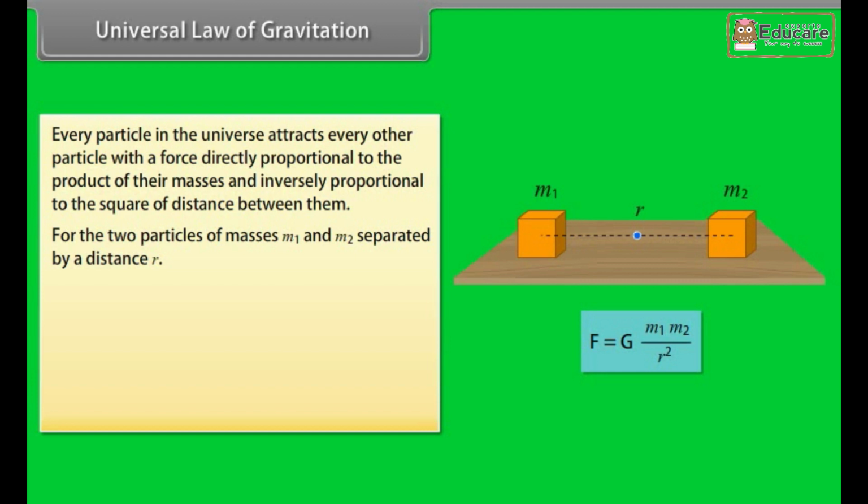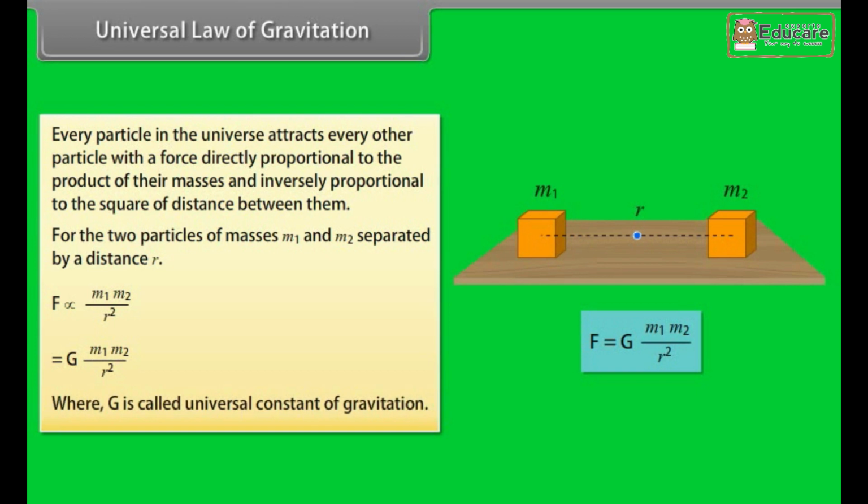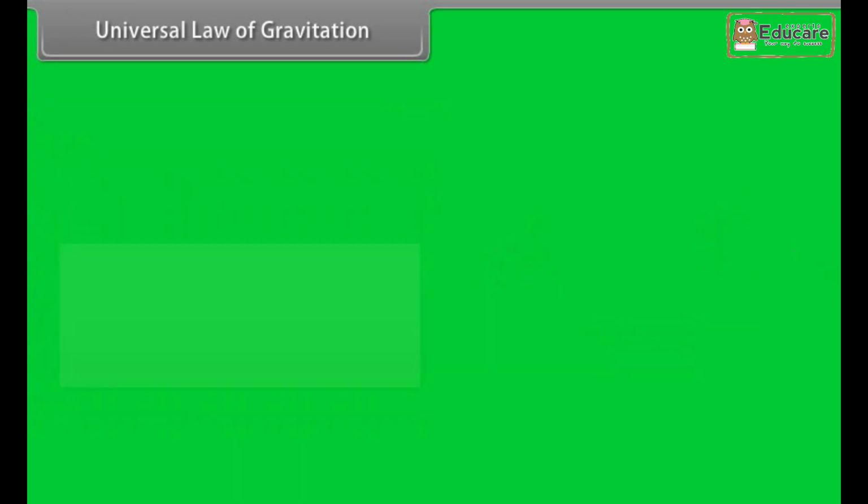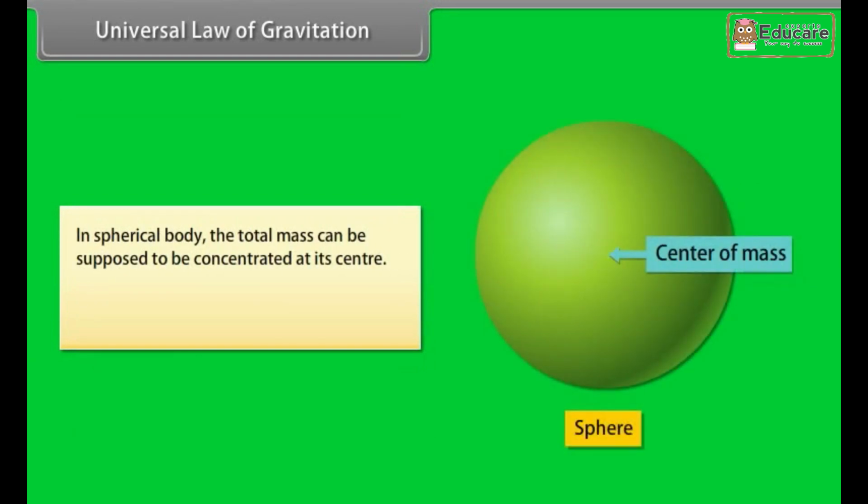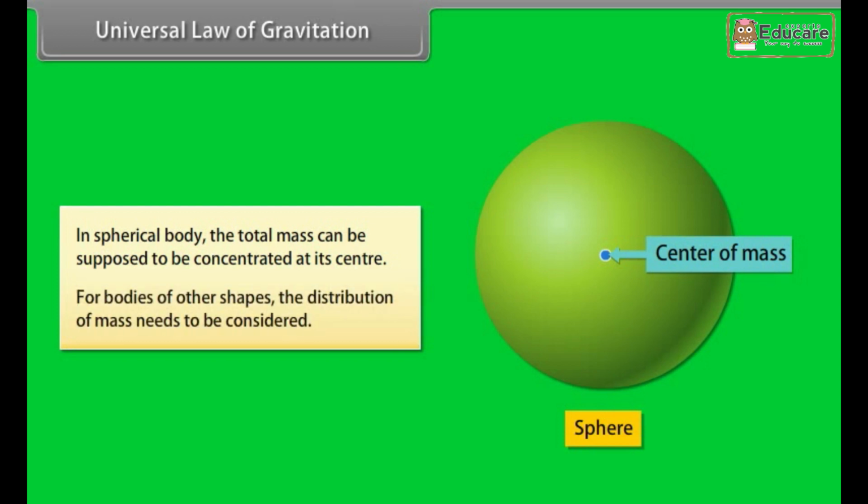For the two particles of masses m1 and m2 separated by a distance r, F is equal to G m1 m2 upon r square. The constant G is called universal constant of gravitation. In a spherical body, the total mass can be supposed to be concentrated at its center. For bodies of other shapes, the distribution of mass needs to be considered.